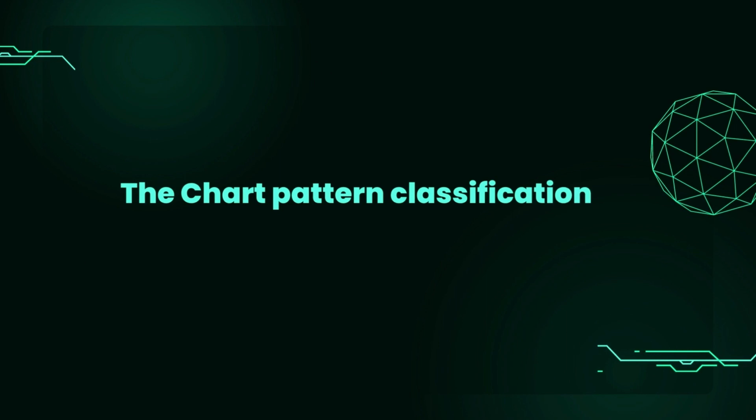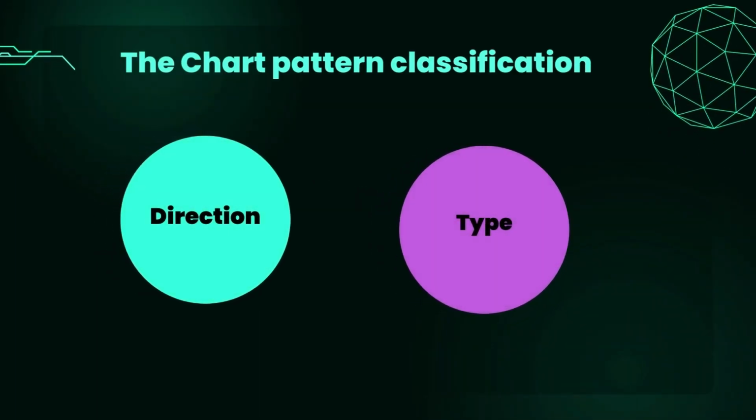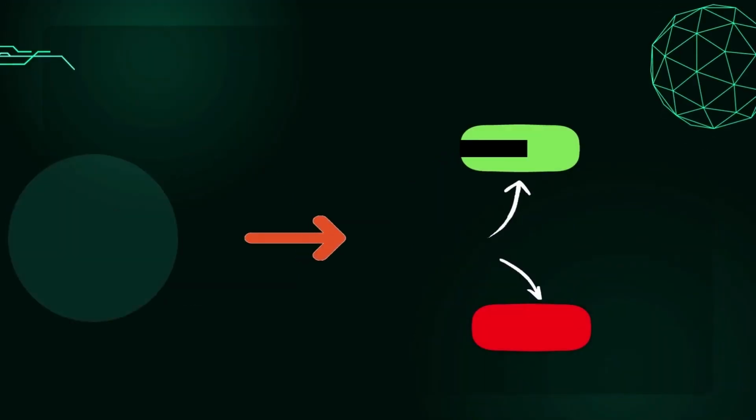So, let's start by discussing how to categorize the chart patterns. The classification of chart patterns functions quite similarly to that of candlestick patterns. In fact, there are two classification methods for the chart patterns, and they build upon one another. The chart patterns are categorized by direction and type, as we'll see in a second.